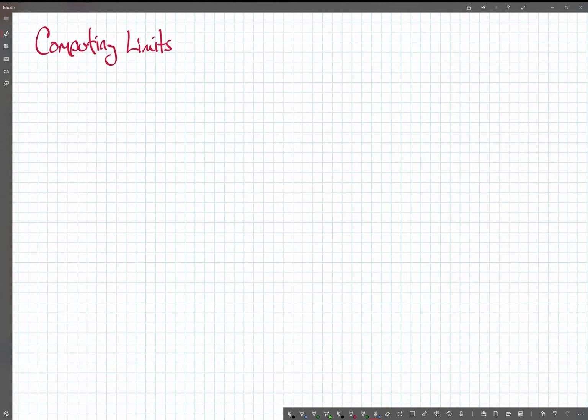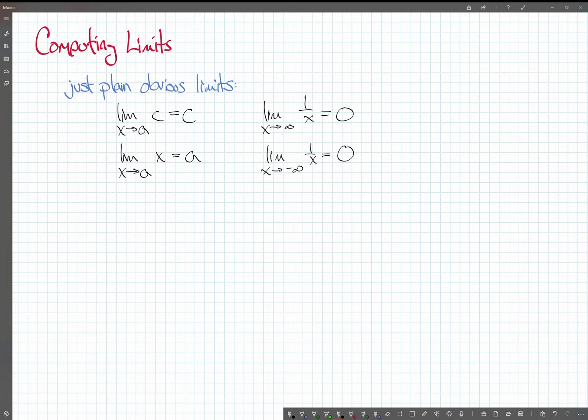So we know what limits are. But if we really want to do math, right, we need to compute with limits. We need to figure out how to figure out what some particular limits are. Here are some basic facts about computing limits. Some limits are just plain obvious.